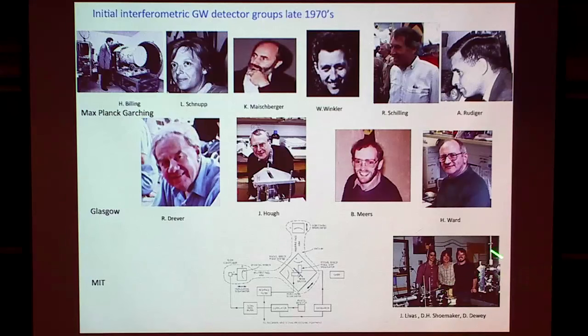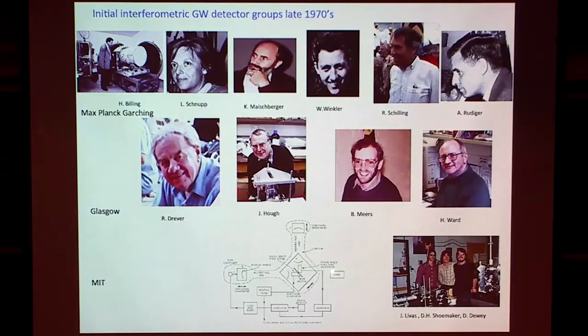This is back in the 70s, and these were the groups. Here, let me show you the initial idea. This was the idea. This was the Gedanken experiment turned into a real thing. What you do is you make a laser interferometer, and we'll get to that a little more. But this was a vacuum system.